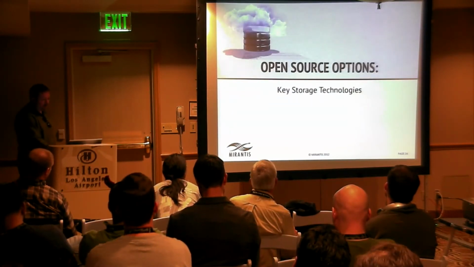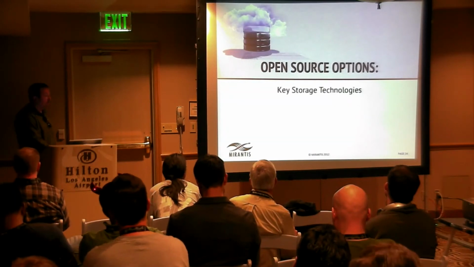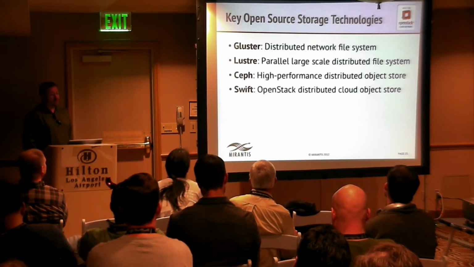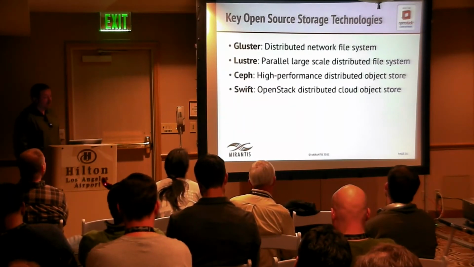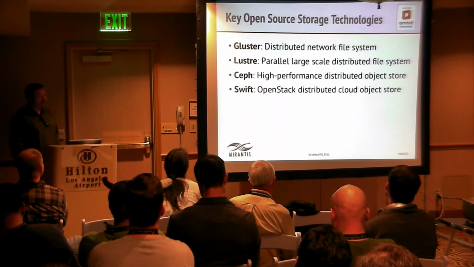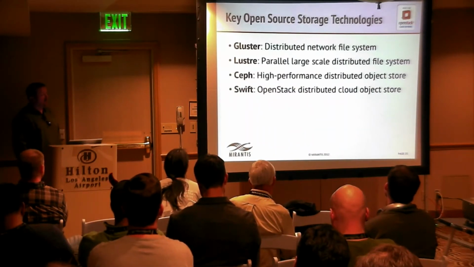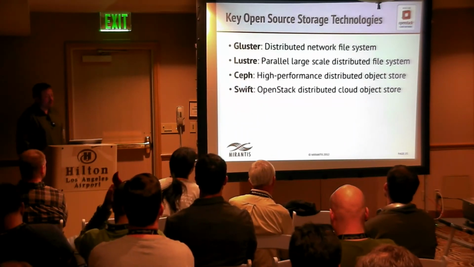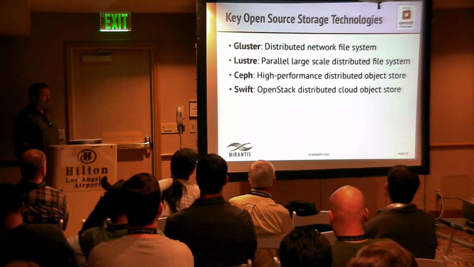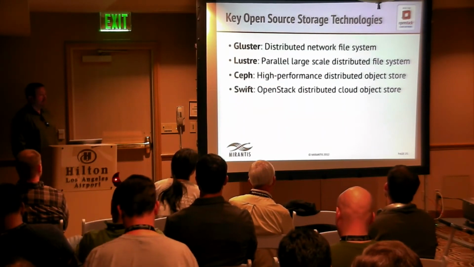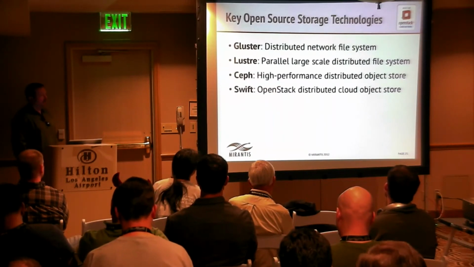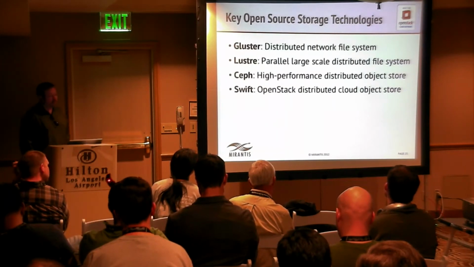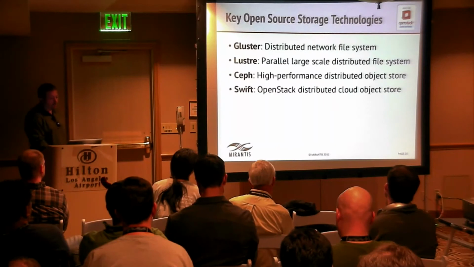Okay, so let's cover some of the open source technologies out there. Gluster, a distributed network file system. Lustre, which is essentially also a distributed network file system, is designed for a somewhat different use case of significantly higher throughput and scale. There's Ceph, which at its core is a distributed object store, but can play multiple roles, including object storage, block server, and distributed file system. And there's Swift, which only provides object storage services.